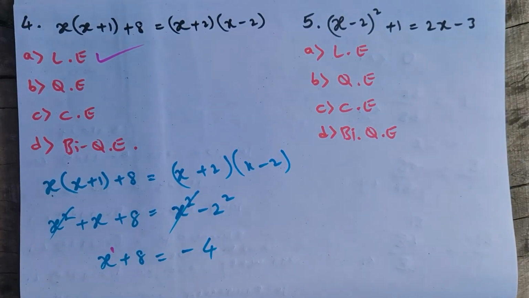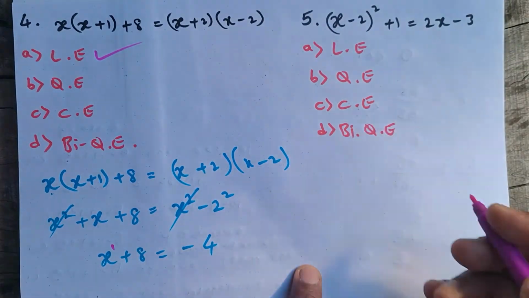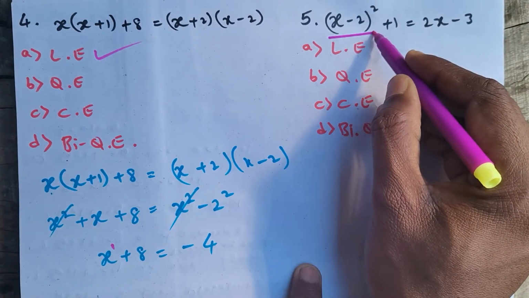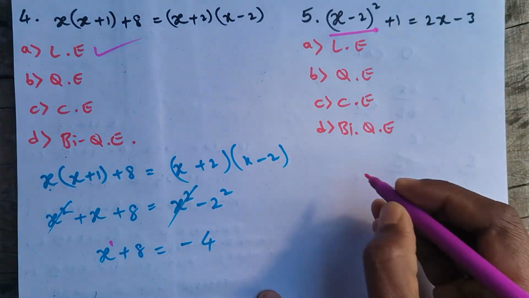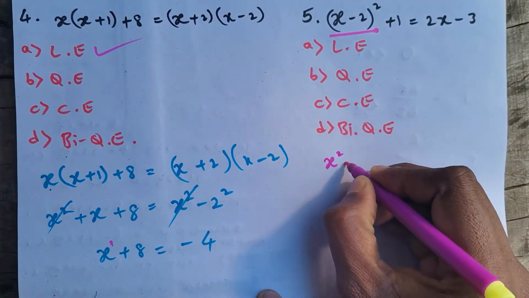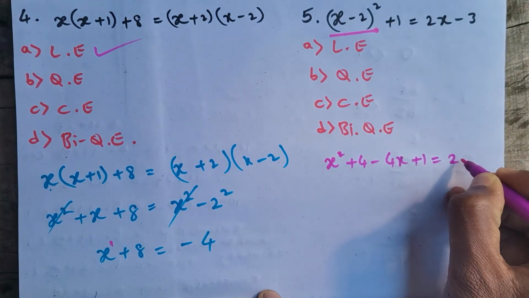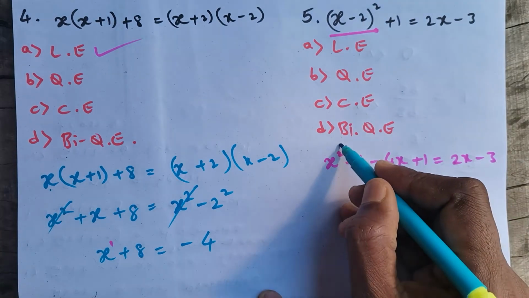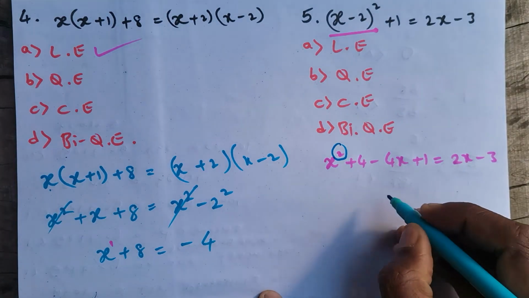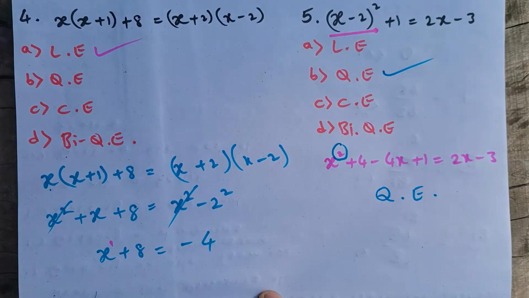Next, question number 5. x minus 2 whole square plus 1 equals 2x minus 3. This x minus 2 whole square is in the form of a minus b whole square. If we expand it, we will get x square plus 4 minus 4x plus 1 equals 2x minus 3. Now if we observe the left side as well as the right side, maximum power is 2. So definitely we can consider this as a quadratic equation. So option B is the correct one.